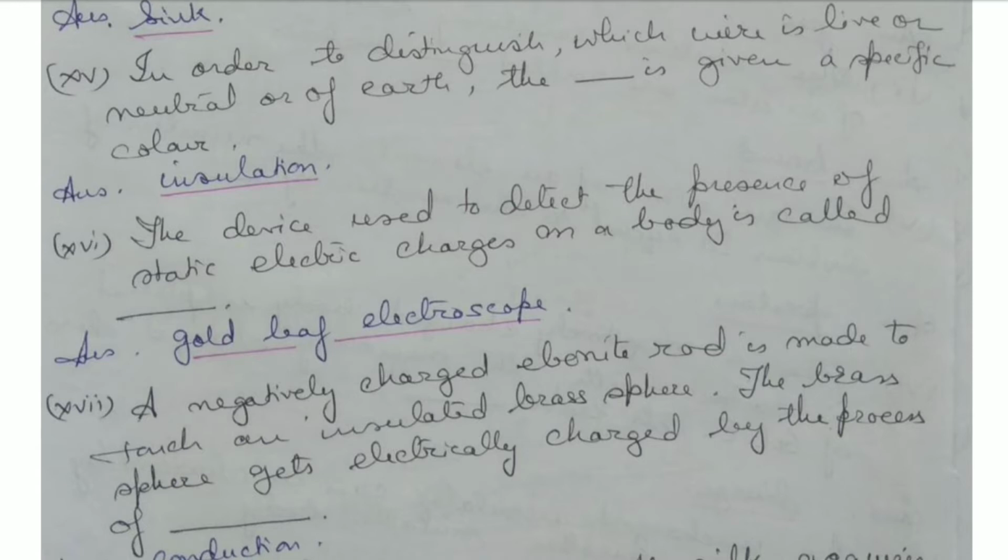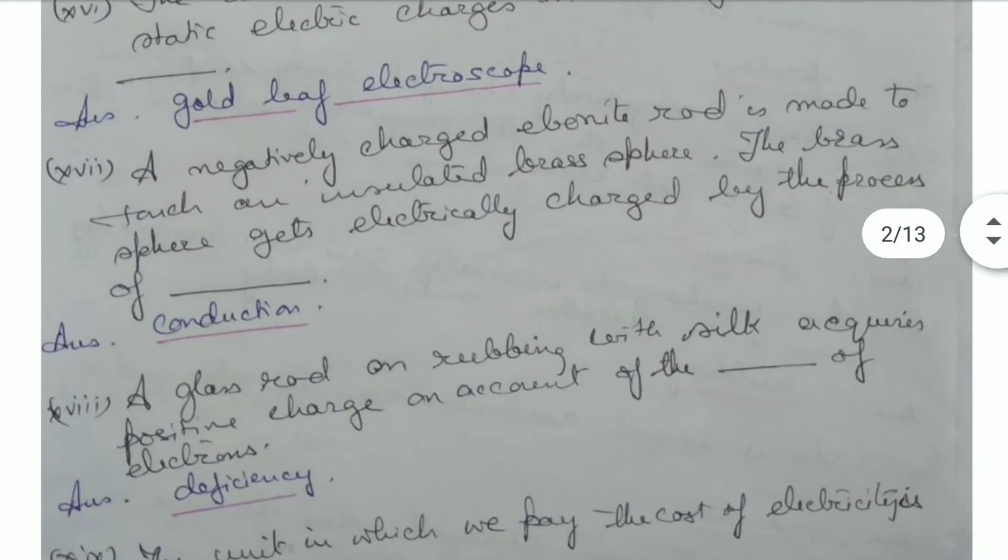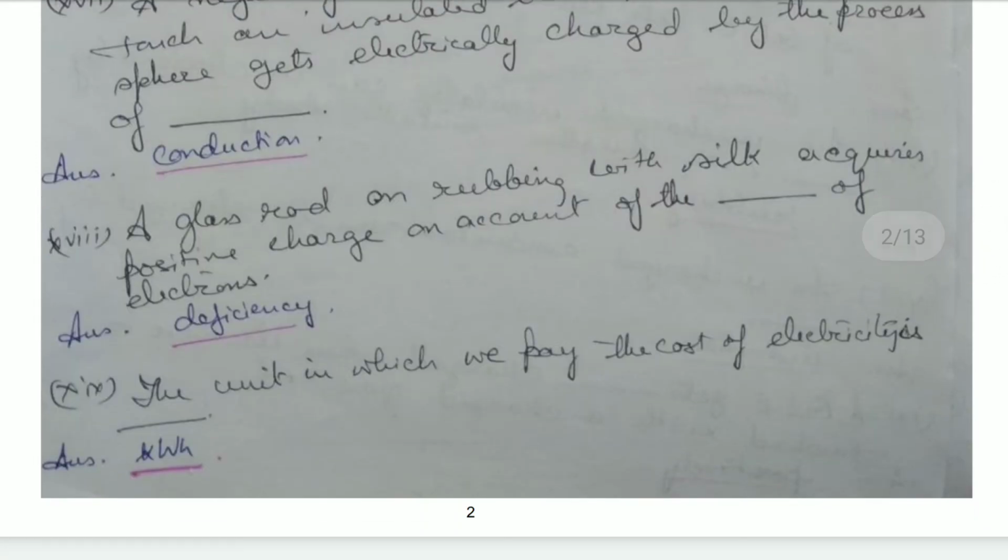Then the device used to detect the presence of static electric charges on a body is called a gold leaf electroscope. A negatively charged ebonite rod is made to touch an insulated brass sphere. The brass sphere gets electrically charged by the process of conduction. A glass rod on rubbing with silk acquires positive charge on account of the deficiency of electrons.